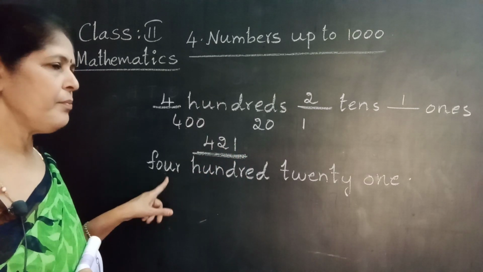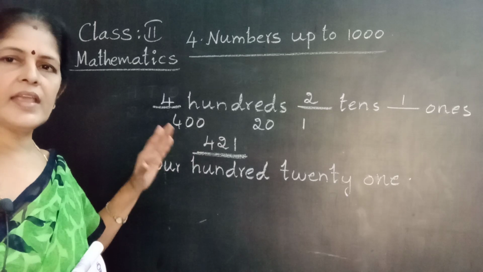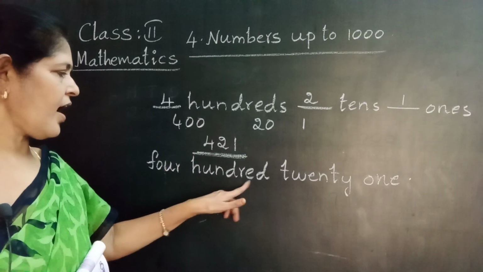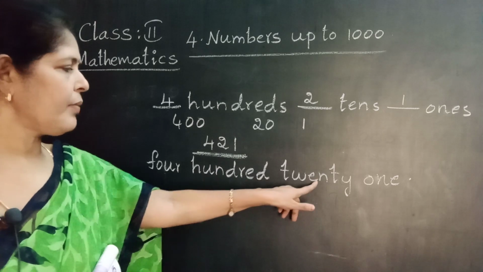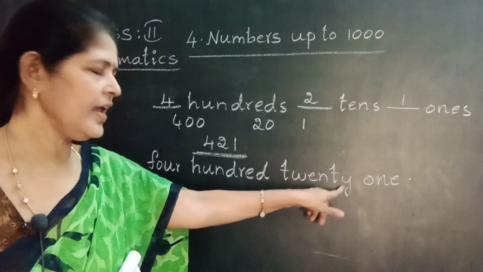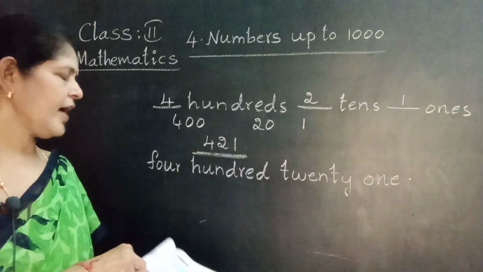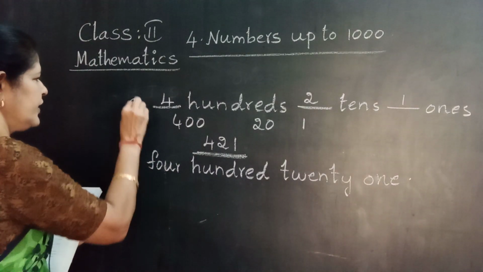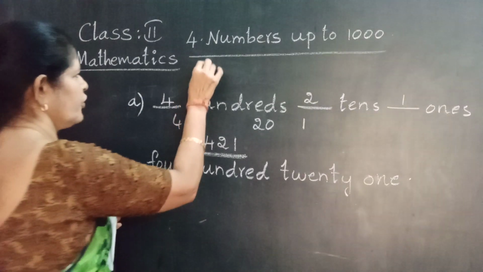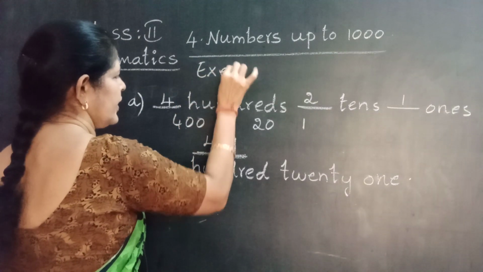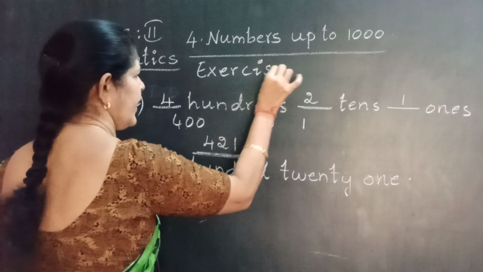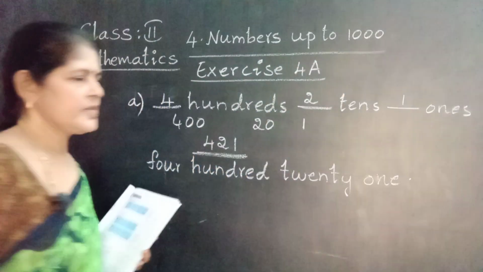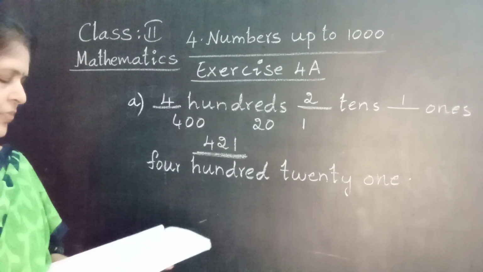Write the number name means write that number in words. FOUR 4, HUNDRED 100, TWENTY 20, ONE 1, 421. Okay children, this is exercise 4A in our textbook. 4A means 4th chapter, first exercise. Now go to B.